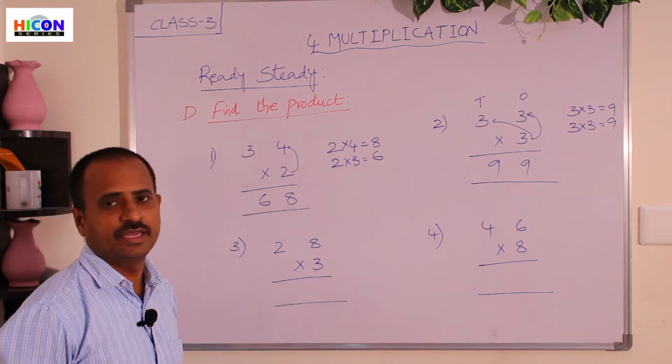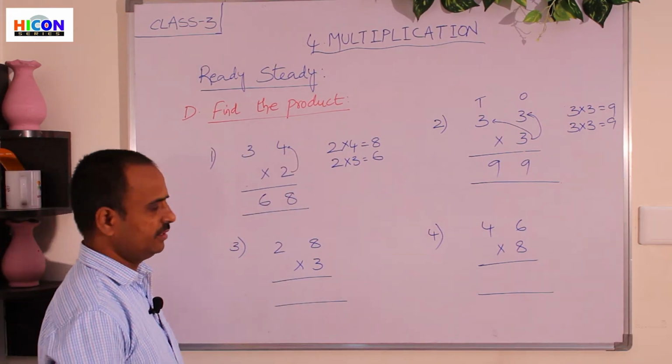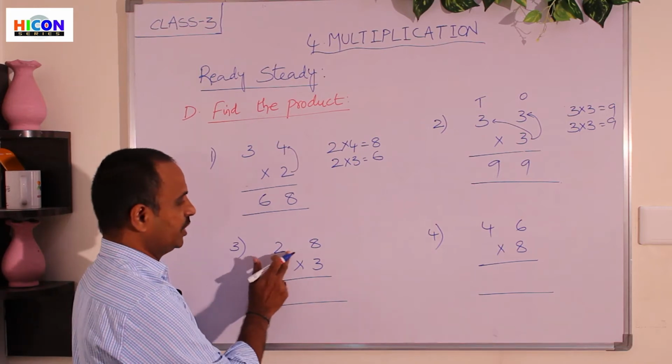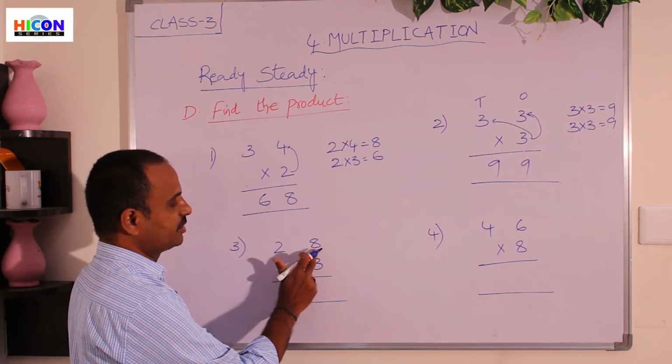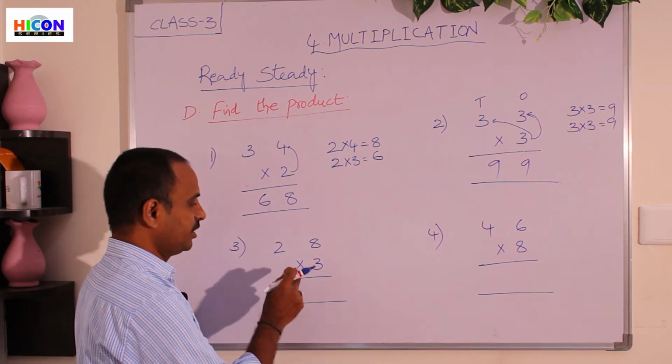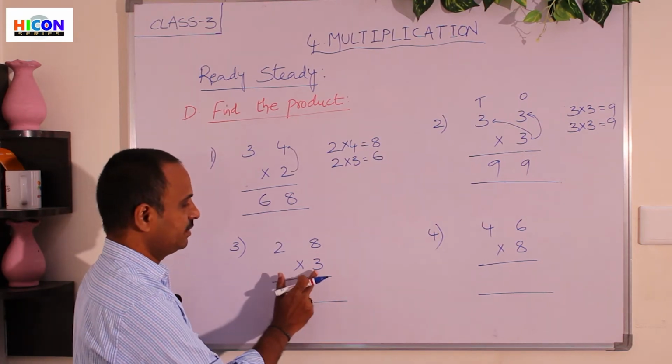See the third problem here. Children, the given number is 28. And with which number do we have to multiply 28? 3.